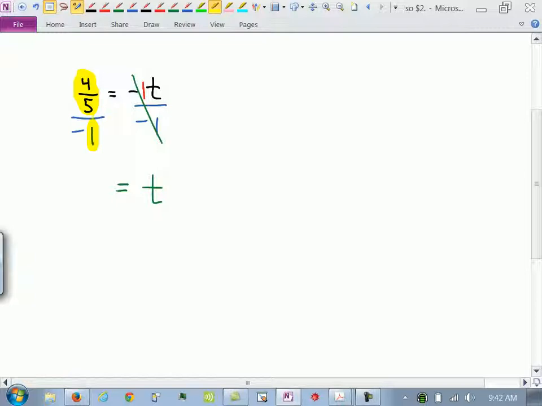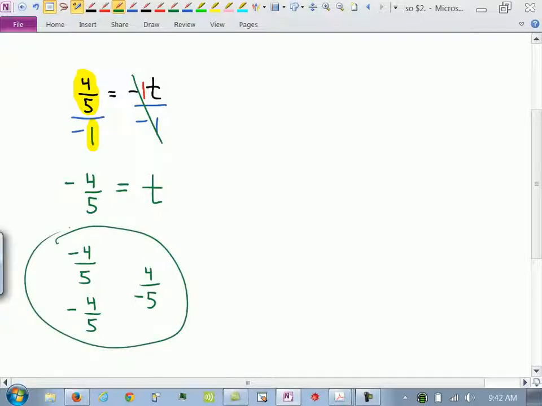What do you think the negative makes it? Negative, right? So that negative 1, all it's doing is changing the sign. So you could write negative 4/5. Or that negative can be on top, the negative can be out front, or the negative could be on the bottom. Any of these answers would be okay, because of the property of negatives on fractions.